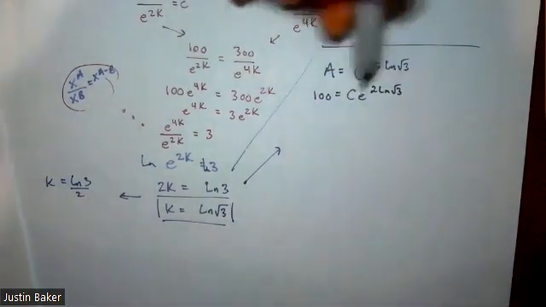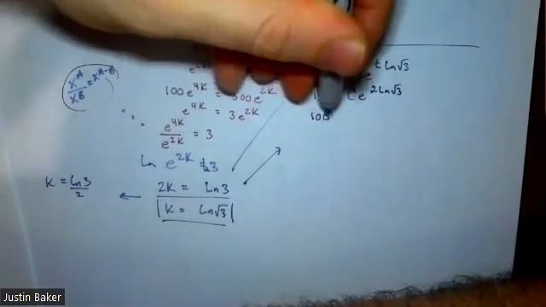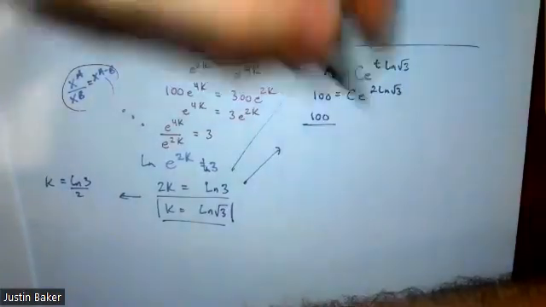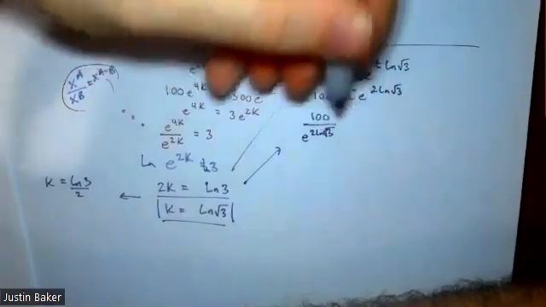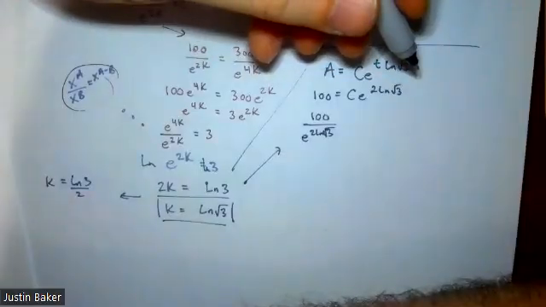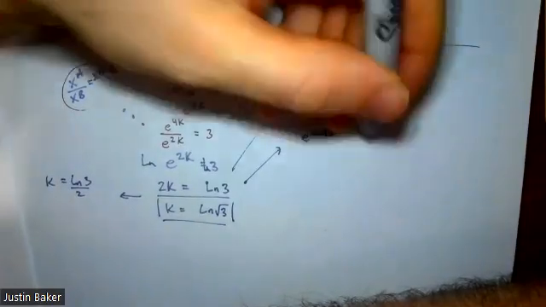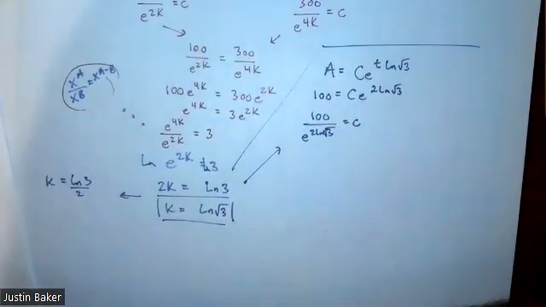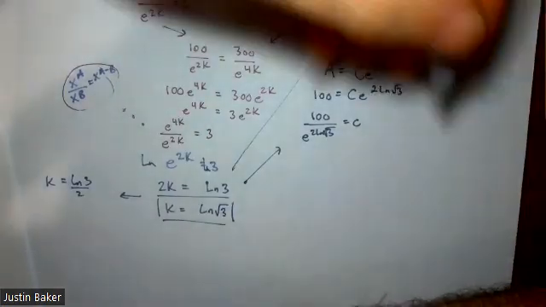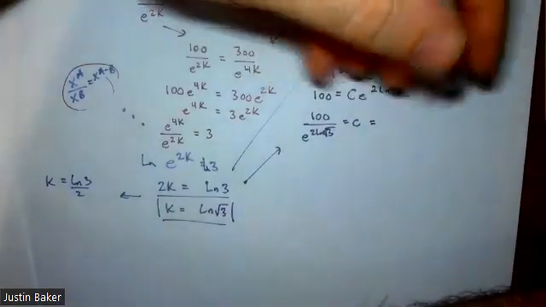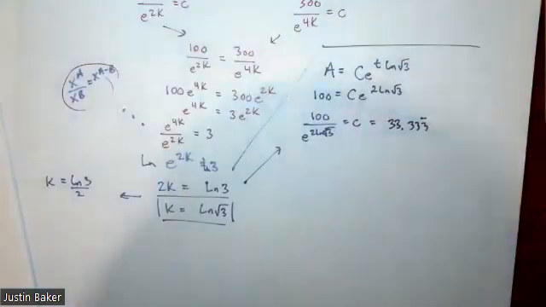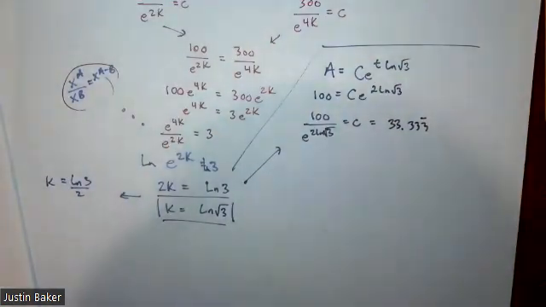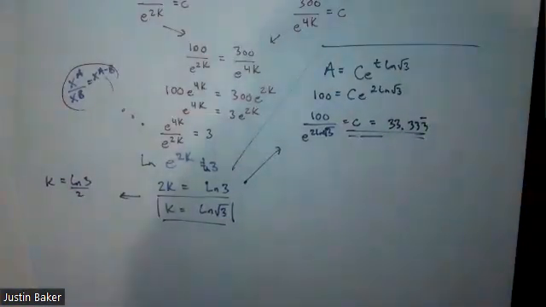And then if you go through and solve for C, this is 100 over e to the 2 natural log root 3 is equal to C. And if you did that in a calculator, that gives you pretty much 33.3 repeating. So that gives you your C value.